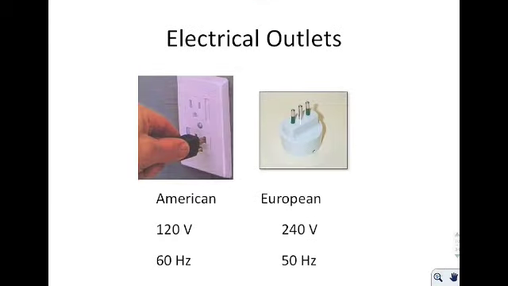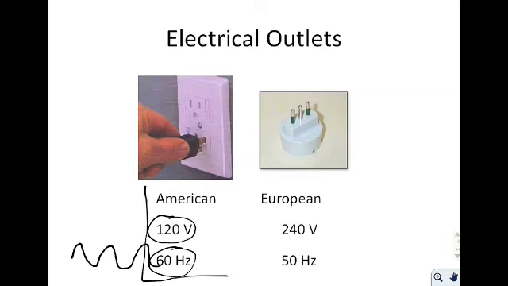So electrical outlets, the traditional American outlet operates at 120 volts and 60 hertz. The 120 volts is telling you how much it's pushing through. And the 60 hertz is telling you how many times it's flipping back and forth. We'll get to more on that a little bit later. But you do need to know this.